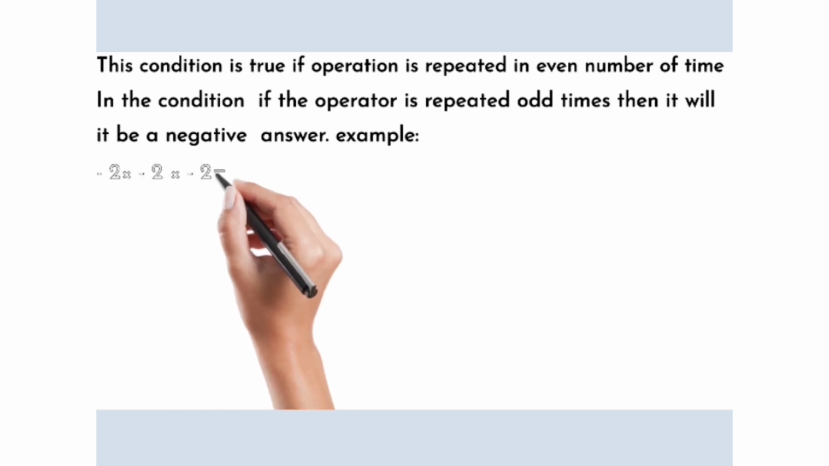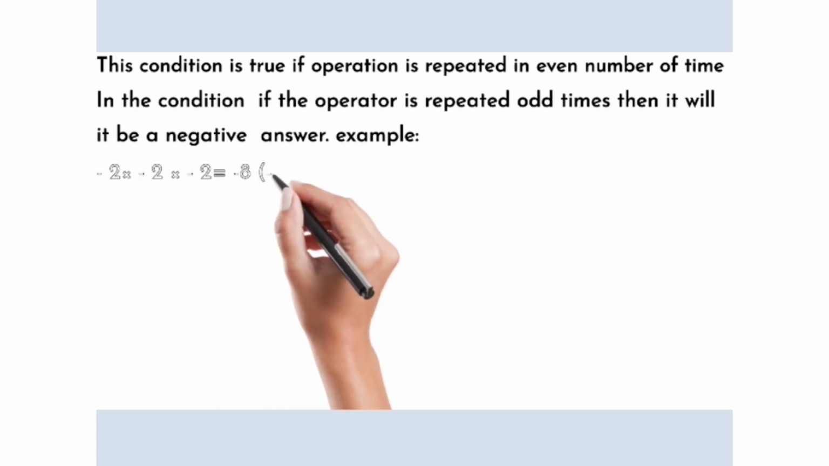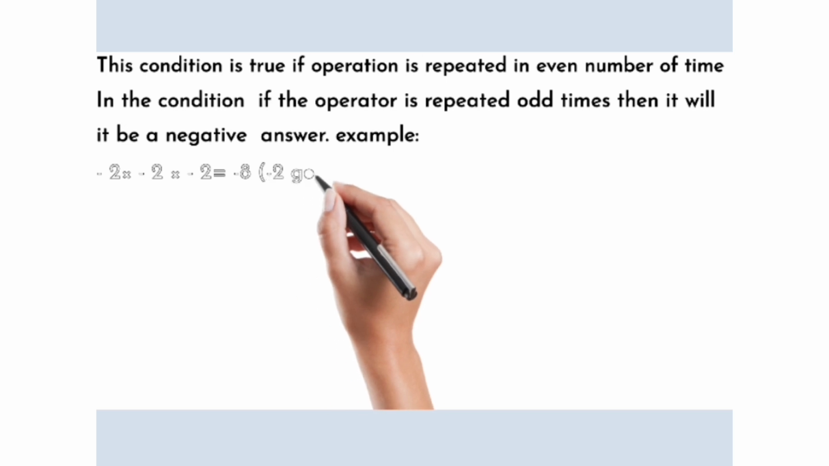I hope that is understood. For example, if you have minus 2 times minus 2 times minus 2, that will give you a minus 8. If, for example, it was minus 2 times minus 2, it's going to give you a 4. But because it was repeated an odd number of times, it became a negative answer.